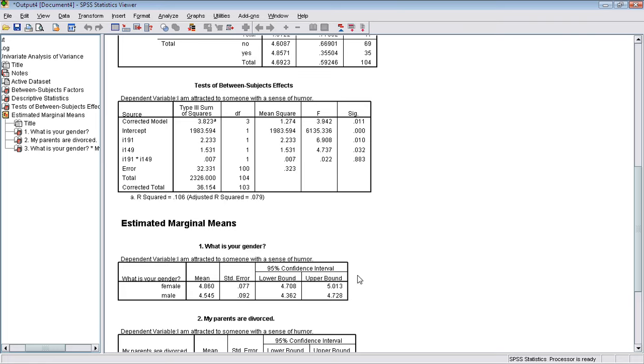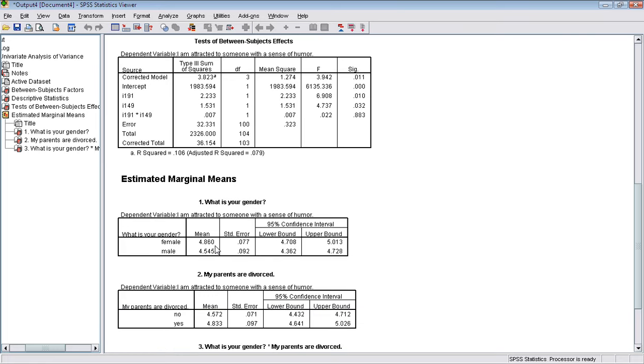Here are the means for the males and females. We know that's a significant difference because we see that in the table right here. The F is 6.90. And so men and women differ. If your parents were divorced, they differed as well. For example, if your parents were divorced, you tend to report that you value humor more than people whose parents weren't divorced. Anyway, that's a quick look at the two-way analysis of variance, and that's it for me.